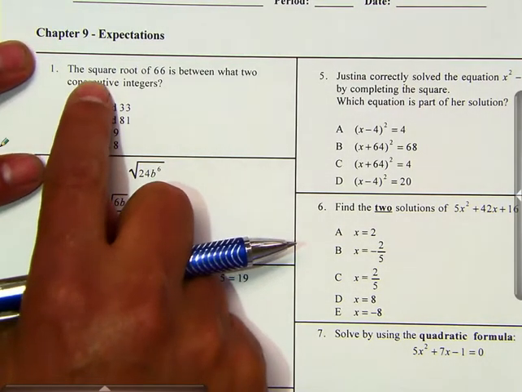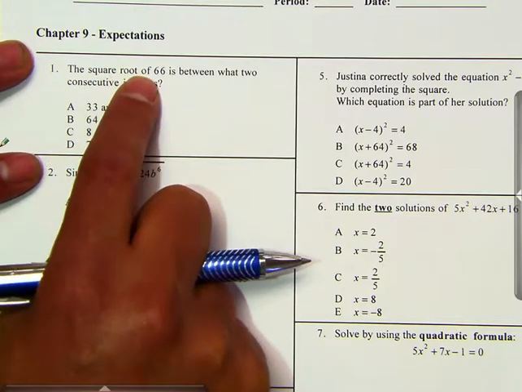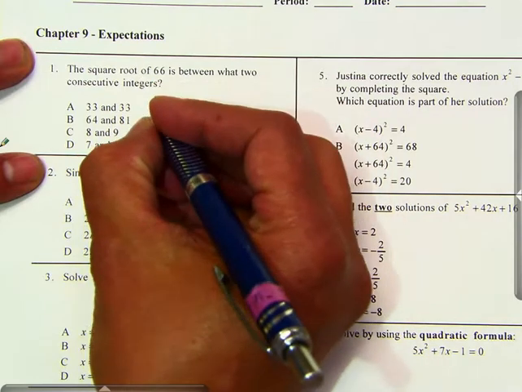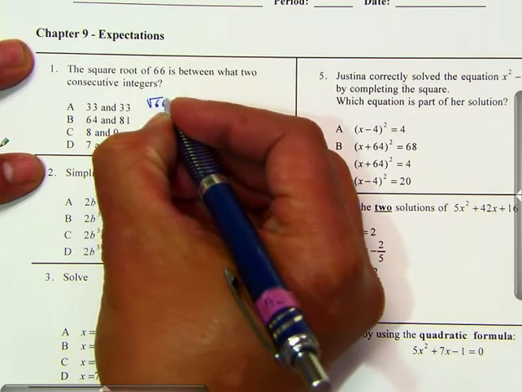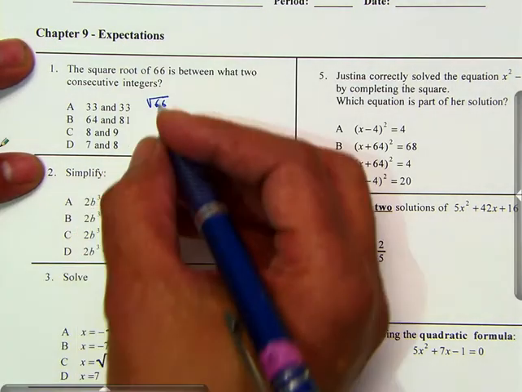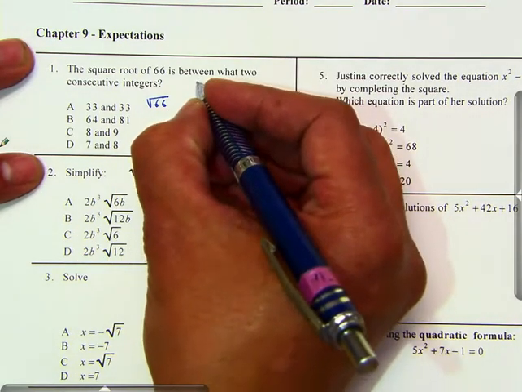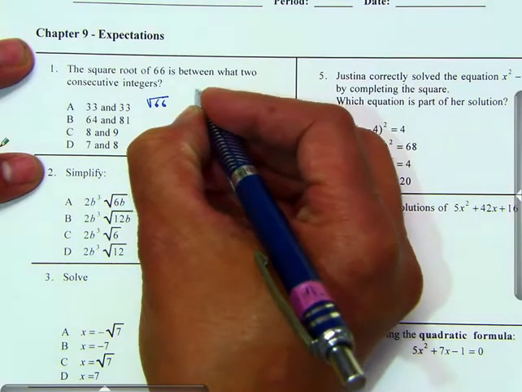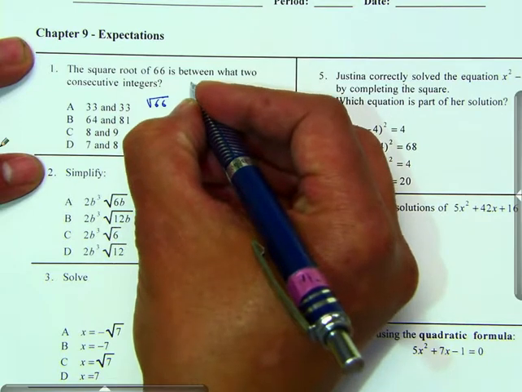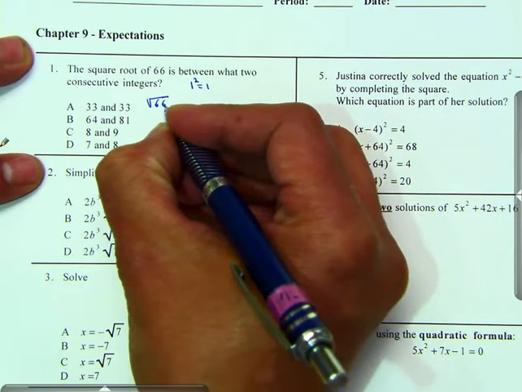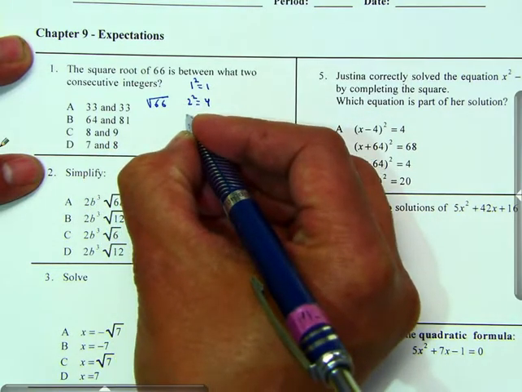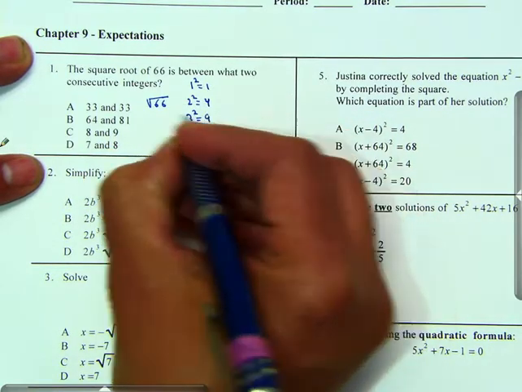I need to be able to decide for question number 1, the square root of 66 is between what two consecutive integers? So if I simplify the square root of 66, we are going to approximate your answer. Let's start. 1 squared is 1, too small, and it's 66. 2 squared is 4, too small. 3 squared is 9, too small.